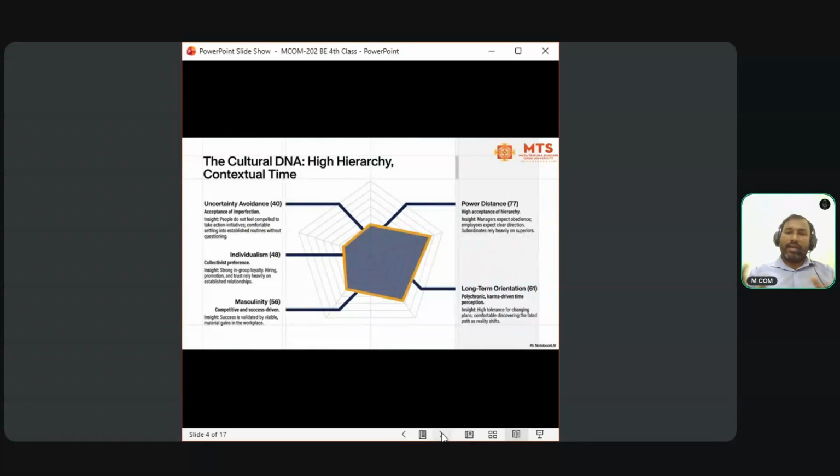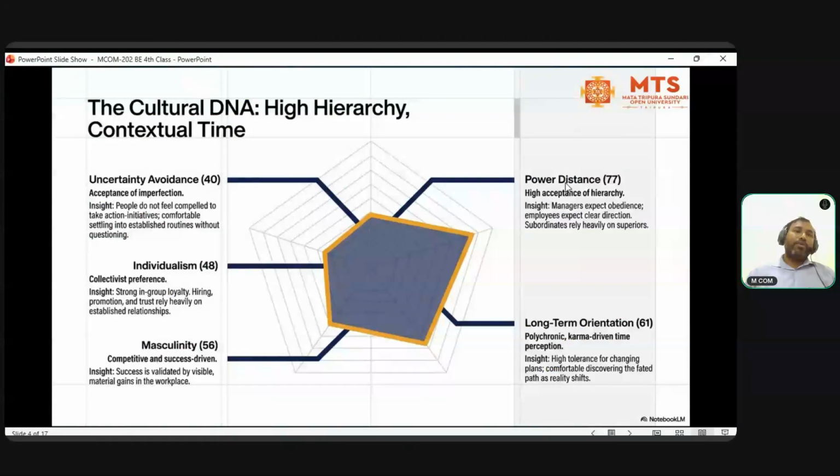In this, there is uncertainty avoidance, individualism, masculinity, power distance, long-term orientation. So, acceptance of imperfection. Insight: people do not feel compelled to take initiatives, and are comfortable settling into established routines without questioning.